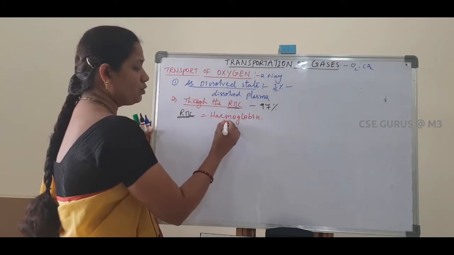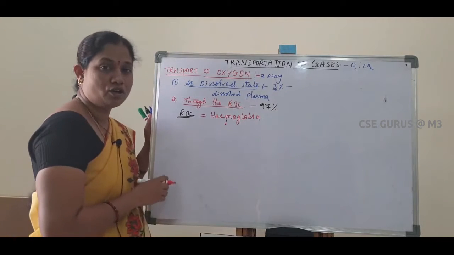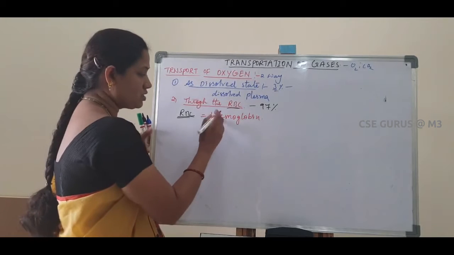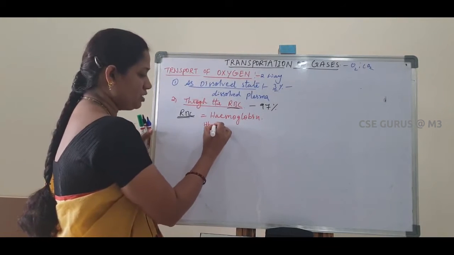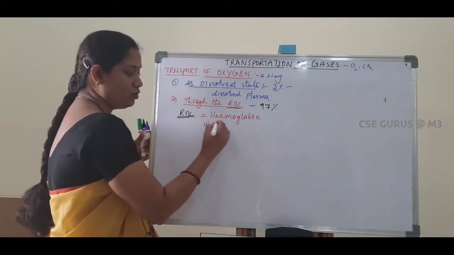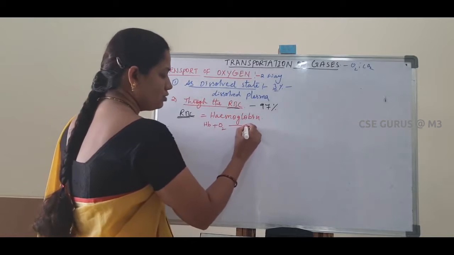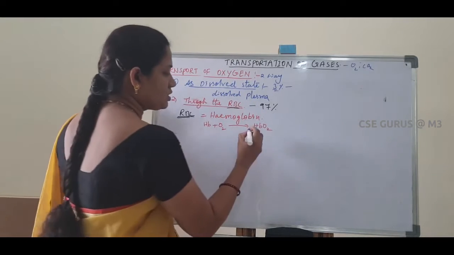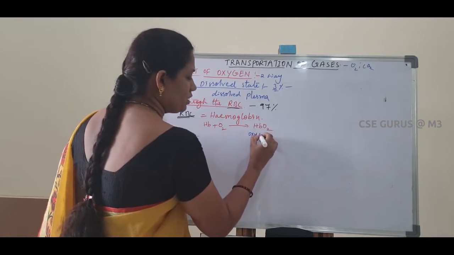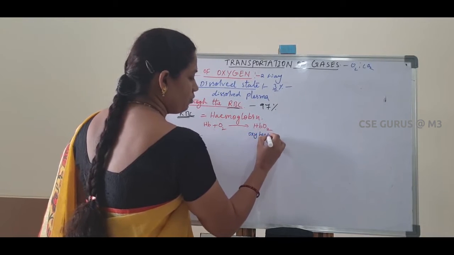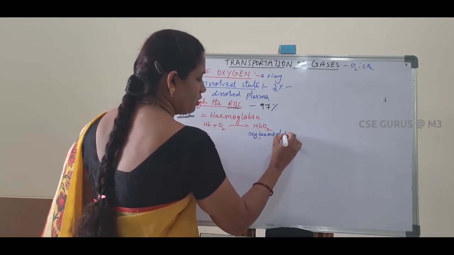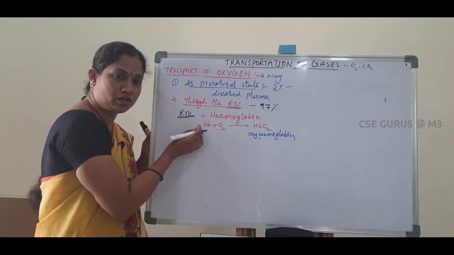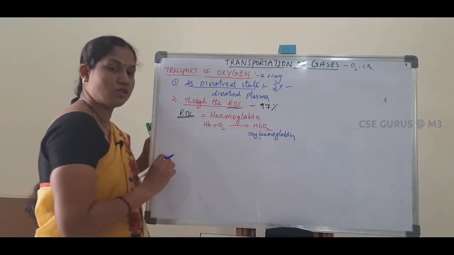This hemoglobin binds with oxygen to form oxyhemoglobin. You can write the equation: Hb means hemoglobin. Hemoglobin binds with oxygen to form HbO2. HbO2 means oxyhemoglobin. So oxygen binds with hemoglobin to form oxyhemoglobin.